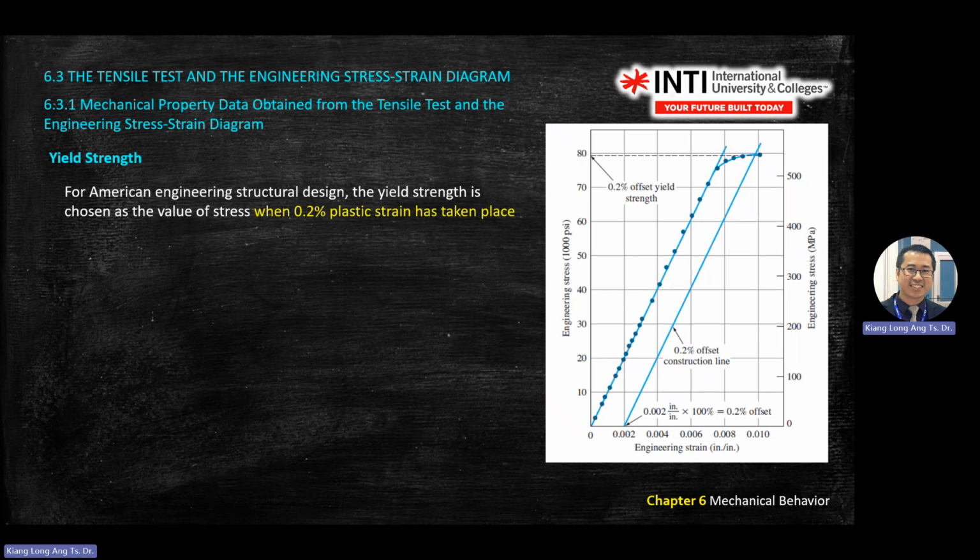Use your ruler, draw a parallel line. You reach a point up there, which is about here. Why? Because in the real case, the curve here is very difficult to identify. It happened very, very fast, so it's very hard to identify. So we use just an estimation method, 0.2%, to estimate.